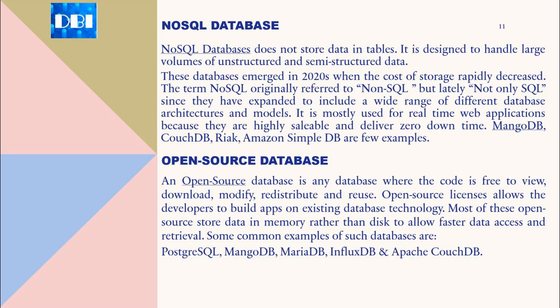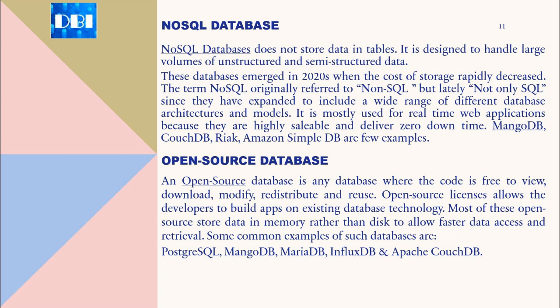NoSQL database. NoSQL databases do not store data in tables. They are designed to handle large volumes of unstructured and semi-structured data. These databases emerged in the 2000s when the cost of storage rapidly decreased. The term NoSQL originally referred to non-SQL, but lately means not only SQL, since they have expanded to include a wide range of different database architectures and models. It is mostly used for real-time web applications because they are highly scalable and deliver zero downtime. MongoDB, CouchDB, Riak, and Amazon SimpleDB are a few examples.